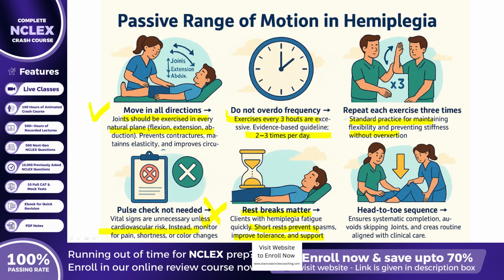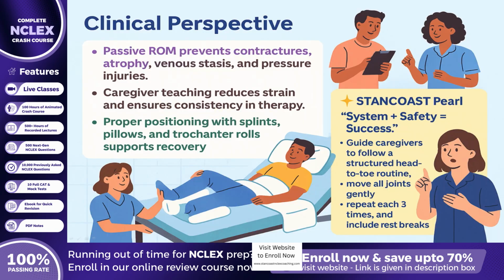Finally, option 6, begin the exercises systematically, working from head to toe, is also correct. A head-to-toe sequence ensures that no joints are skipped, creates a structured routine, and aligns with how full-body assessments are performed in clinical care. From a clinical perspective, clients with hemiplegia are at risk for contractures, muscle atrophy, venous stasis, and pressure injuries, making passive range of motion a cornerstone in their care plan.